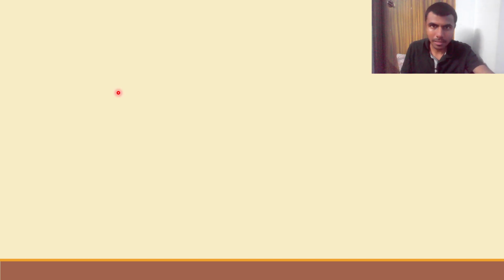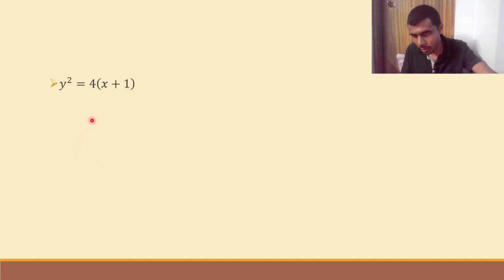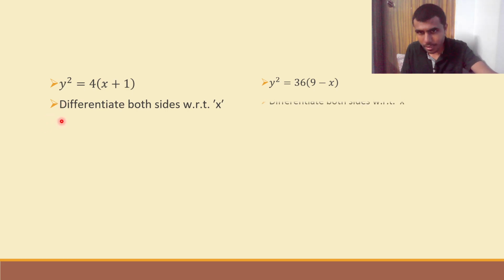So let's differentiate the given two curves. The first curve is y square equal to 4 into x plus 1, and the next curve is y square equal to 36 into 9 minus x. Differentiate both sides with respect to x. Here also, differentiate both sides with respect to x.